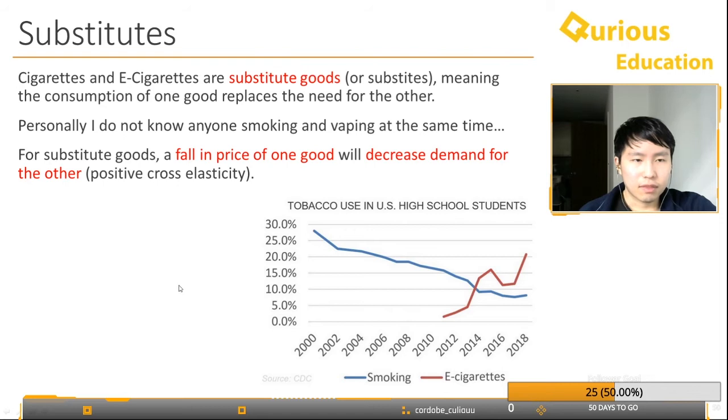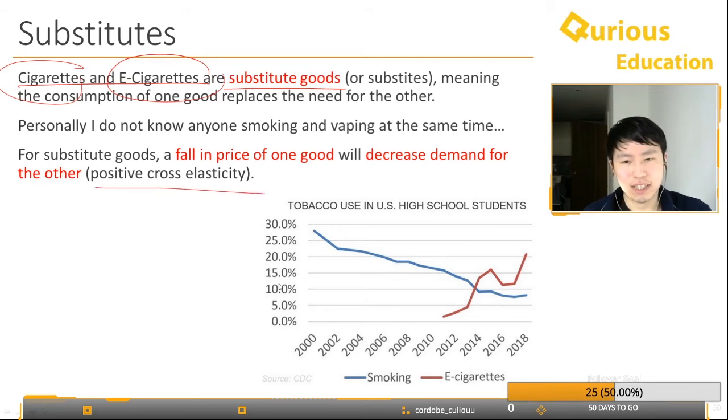So, like we said, cigarettes and e-cigarettes are substitute goods. And the consumption of one of them would replace the need for the other. And therefore, if we consume more cigarettes, most likely we would demand less e-cigarettes. So if we look at the price of one good, if the price of e-cigarettes falls, this means that we will buy more e-cigarettes and consume more of e-cigarettes and demand less cigarettes. So this means that it would have positive cross elasticity of demand, as you will see later.